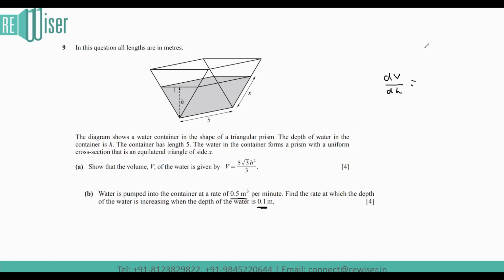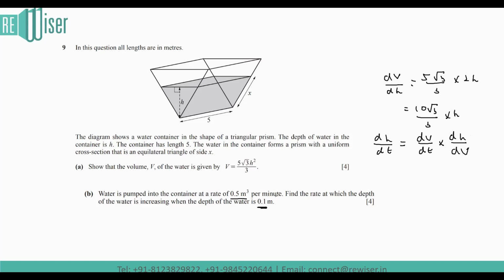That means we are differentiating this. We got 5 root 3 over 3, and the derivative of h squared will be 2h. So we got 10 root 3 over 3 into h. That's the value of dV by dh that we got. They have asked for the rate at which the height changes, that means dh by dt, and that can clearly be written as dV over dt into dh over dV.